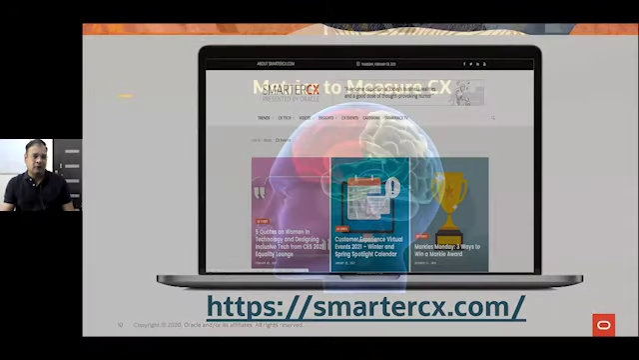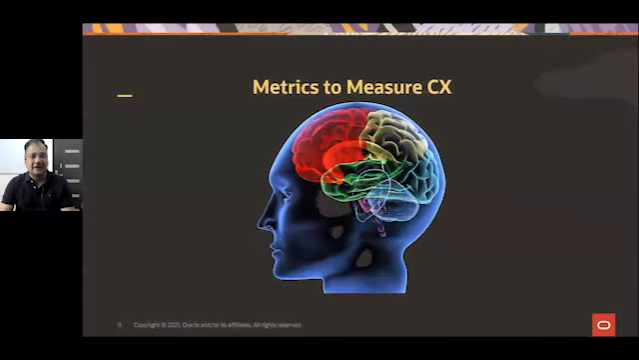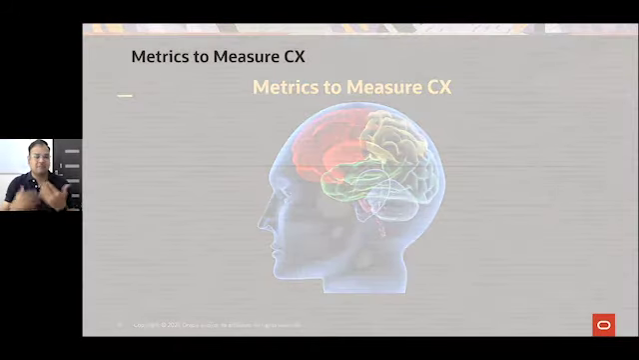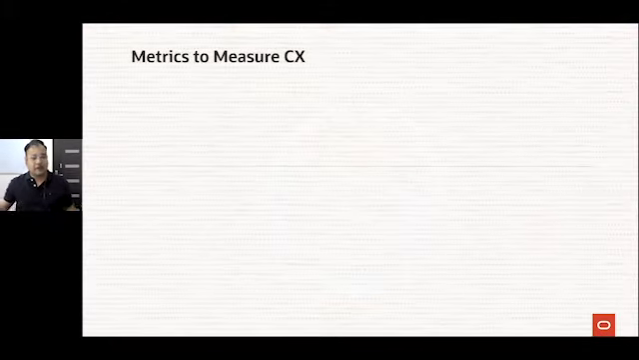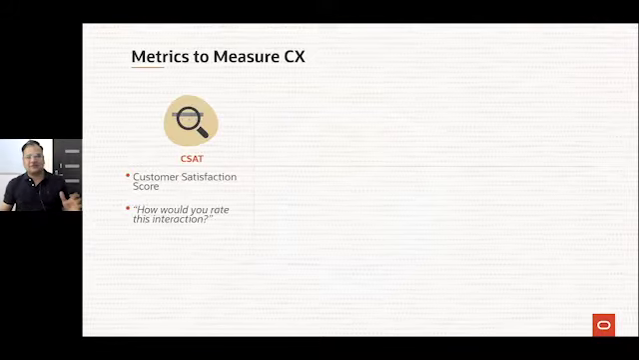Now, coming to the topic of discussion today and this masterclass, metrics to measure CX, and you will see a little brain that I've put in there, because first I want to talk the hard numbers. How do we as companies, as brands, measure CX? How are some of us already doing it? And if you're not, how can we start measuring the customer experience in a hard way, with a number? So first is the customer satisfaction score.